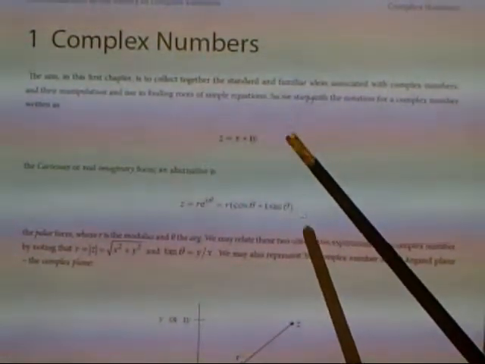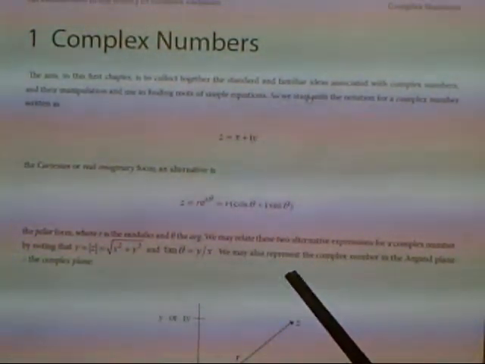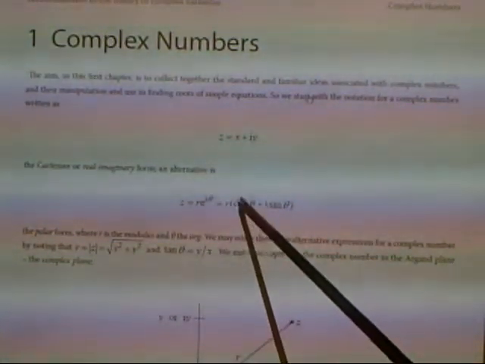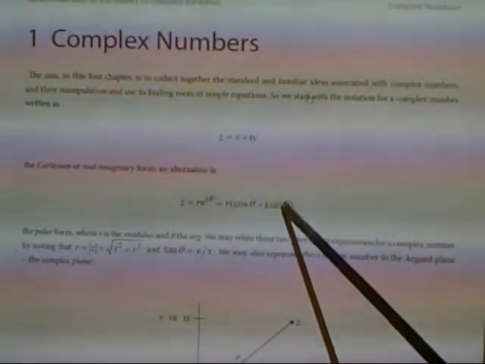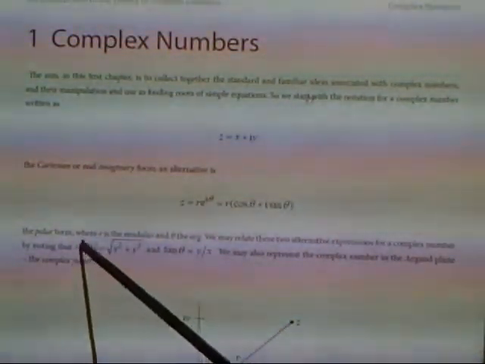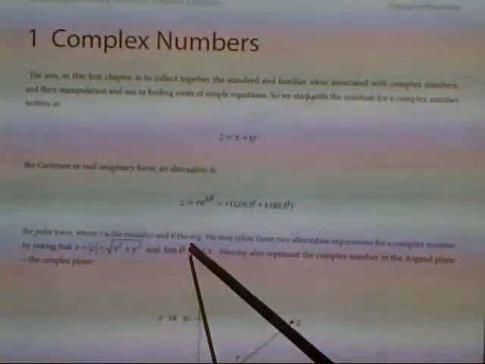So this is our complex number today. The complex number is z = x + iy, which can also be written as z = r e^(iθ), or r (cos θ + i sin θ). The r term is the square root of x squared plus y squared.